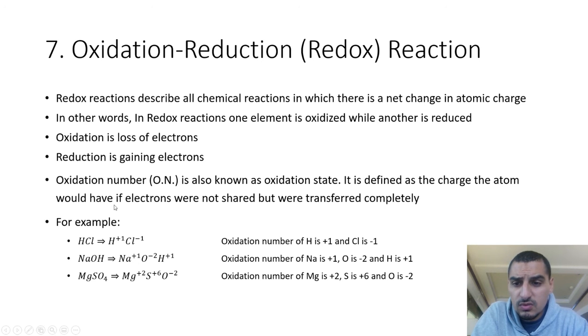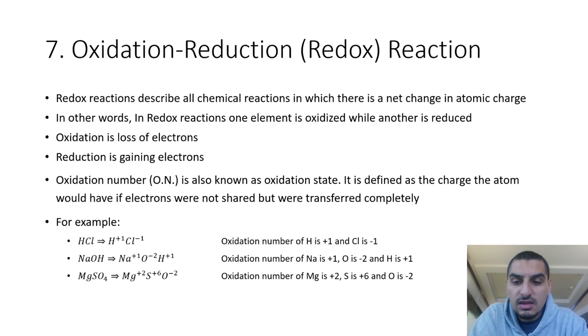And that's why we define the oxidation number or the oxidation state, which is the charge the atom would have if it's not sharing the electrons in the compound, or it's not transferring the electrons to another element. To make it clear, let's take a look at this. For HCl, we know that H is +1 and Cl is -1. This is the oxidation number of hydrogen, and this is the oxidation number of chlorine.